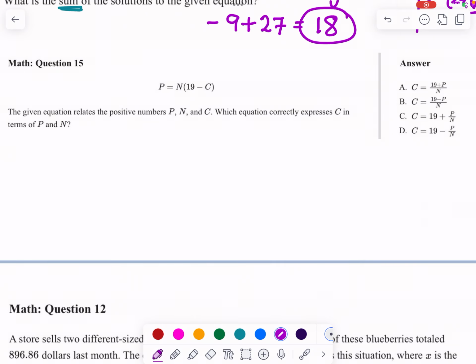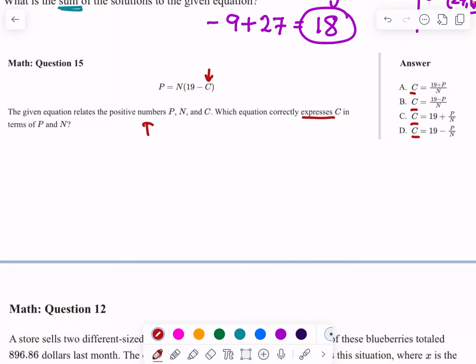Okay, so this is number 15. These types of equations are called literal equations. I don't know if you'll be able to find very many like this outside of SAT. But basically, we want to express C, which you can see all of these have C in them. So what we're really wanting to do is just solve for C, and it's just algebra, right?